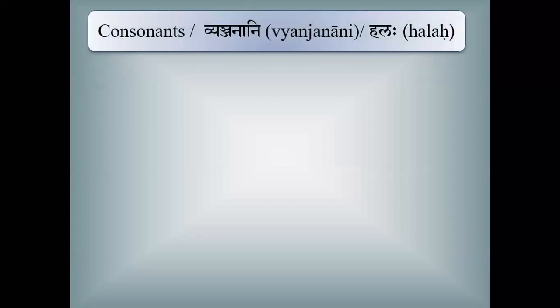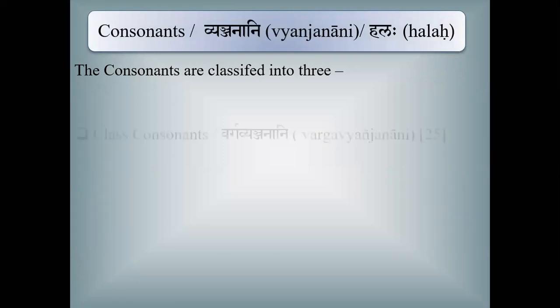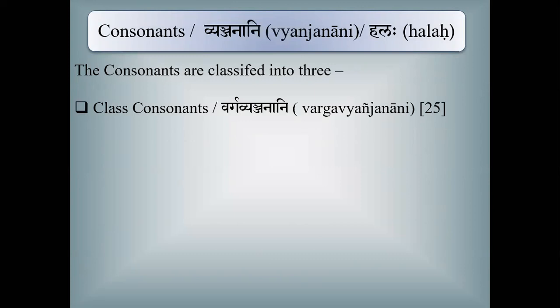Then afterwards, we studied consonants. They are called vyanjanani. Vyanjanani is the plural form. Vyanjanam is consonant. Vyanjanani, consonants. They are called halaha. And consonants, we have seen their classification in the last class. Consonants are classified into three. What are they? The first one is class consonants. Varga vyanjanani. Vyanjanani means consonants. Varga means class. So class consonants are called varga vyanjanani, which are 25 in number. There are five classes, each class having five consonants, therefore 25.